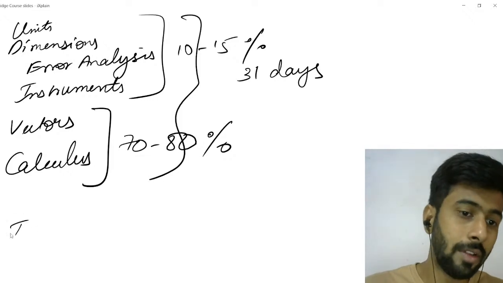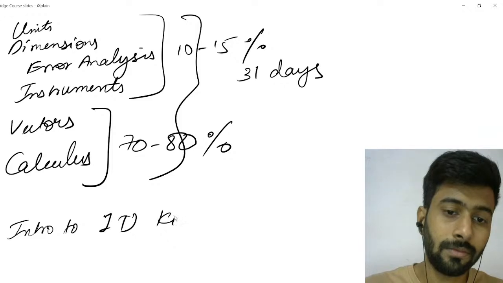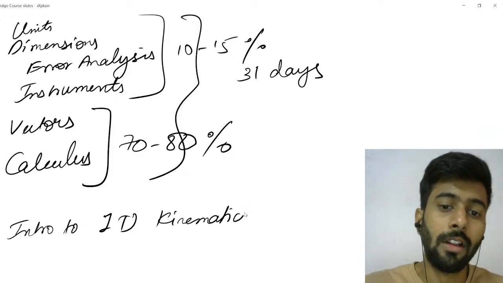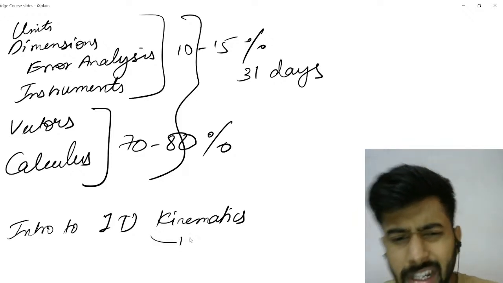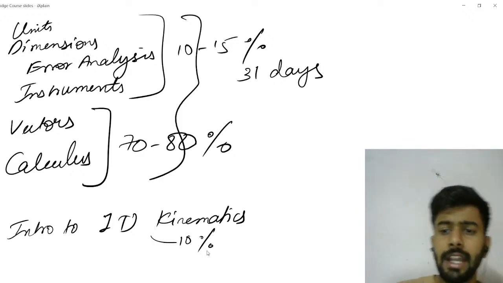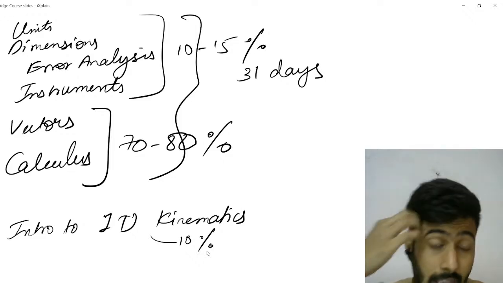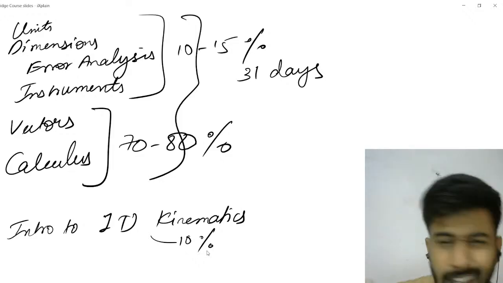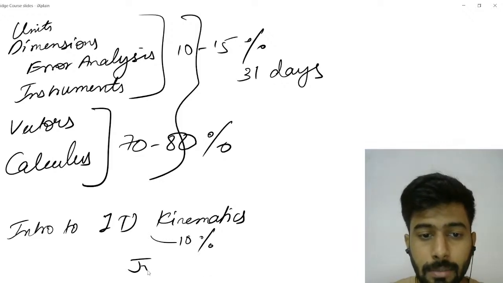We are only left with one chapter, which is Intro to 1D Kinematics, which we will start from Monday. And this is only about 10% of the bridge course. We will take another 4 or 5 days max to cover this, and after that we will only have 4 or 5 days left. By June 30th we will close the bridge course, right?